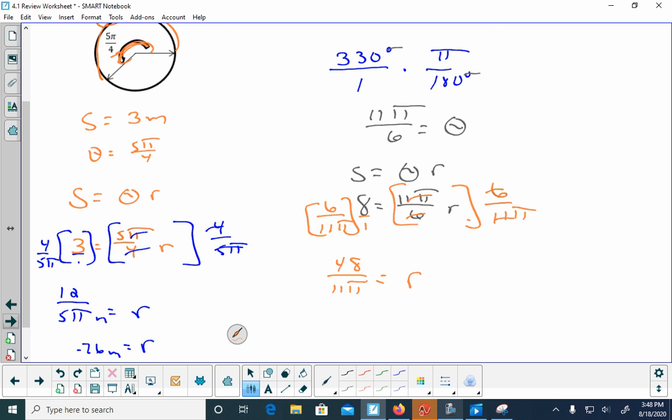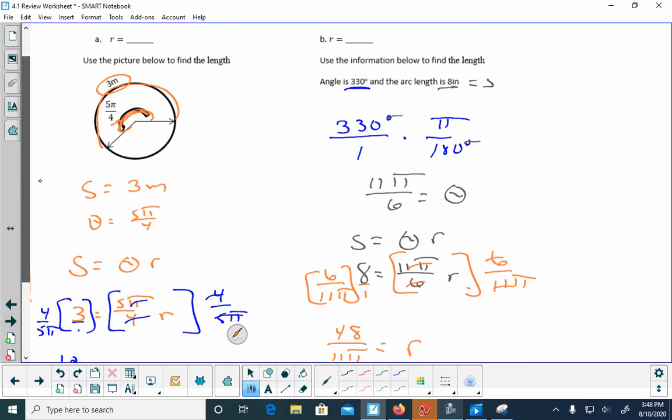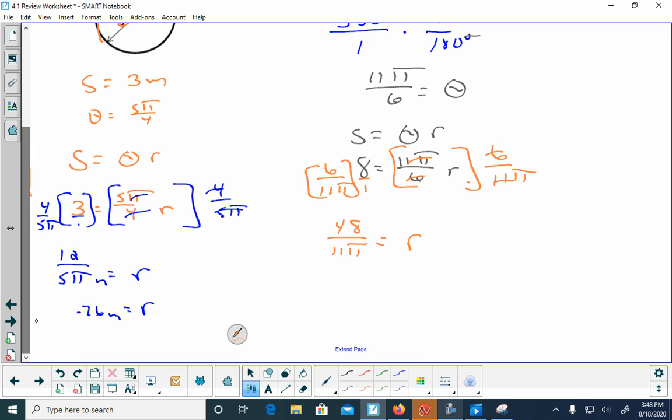My units in this case are the same units as my arc length, which are inches. So I can say 48 over 11 pi inches, or I can convert this to a decimal. So I'm going to take 48 divided by 11 times pi. When I do that, I get 1.39 inches, which is approximately equal to my radius.